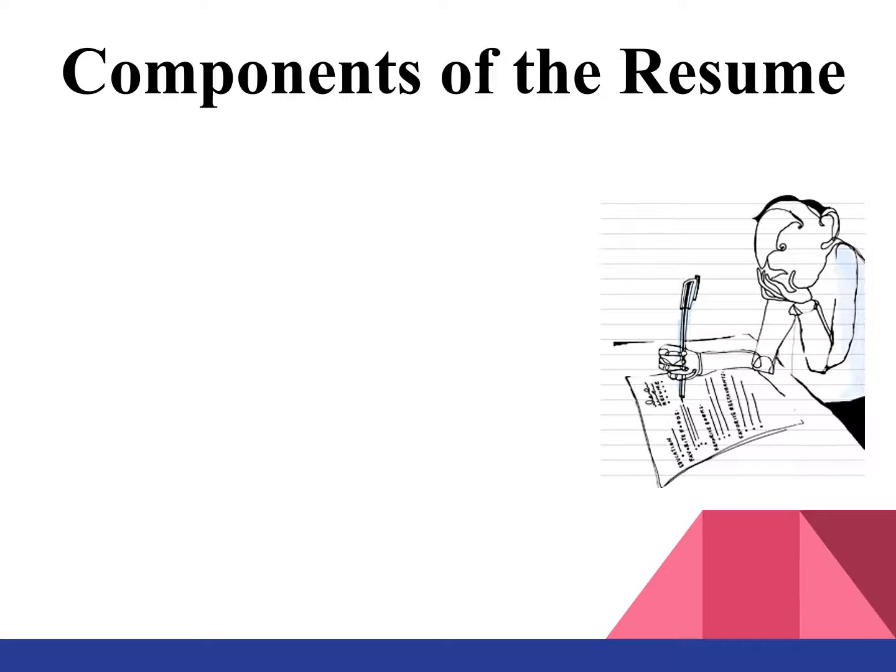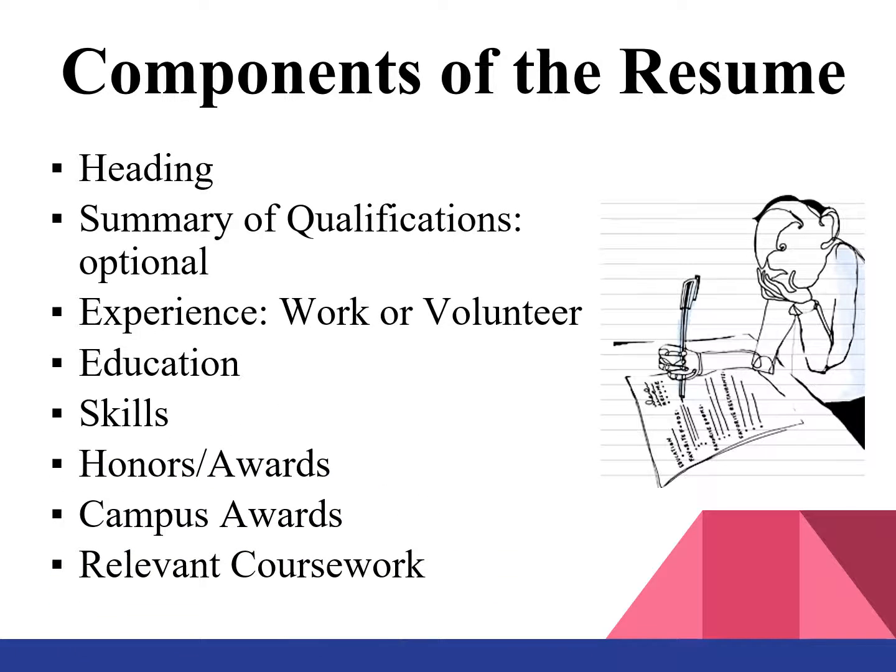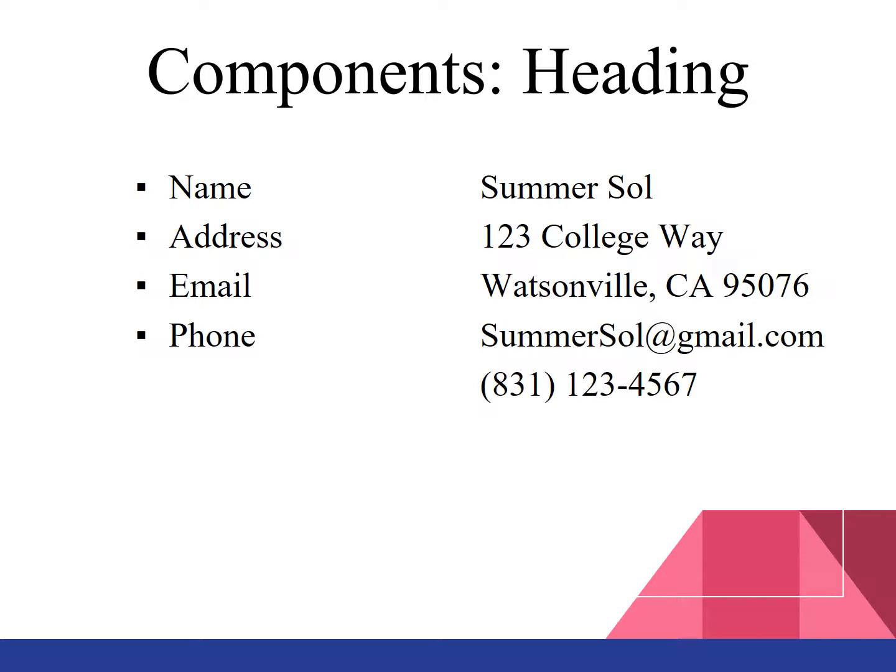And this is where the fun will begin. We will now be going over the components of a resume. It should have a heading, summary of qualifications, experience, education, skills, honors and awards, campus activities, and relevant coursework. We will now be going over each of these items in detail in the following slides. Under heading, you need to make sure you include your name, address, email, and phone number.